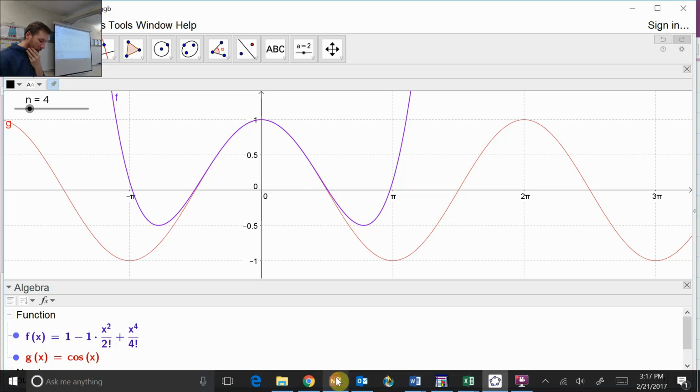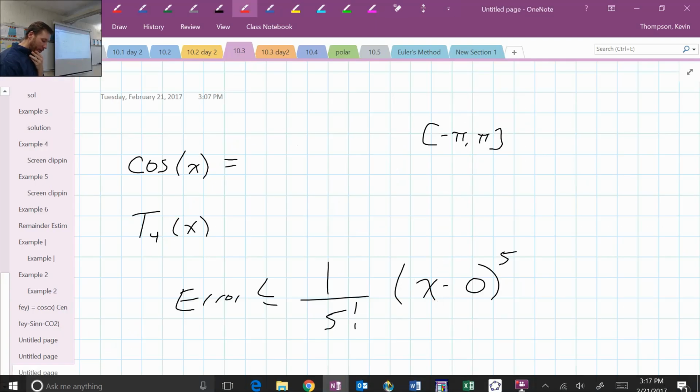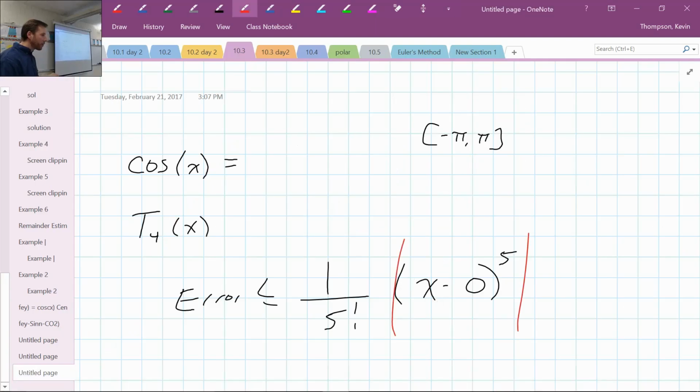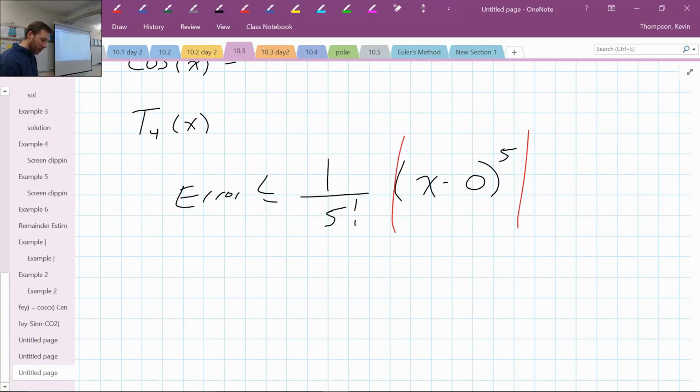So I'd go back to my calculation. x is pi. It's really the absolute value here, so if we would have said negative pi, that would have been just as good, same result. So our answer is that our error should be less than pi to the 5th over 5 factorial.